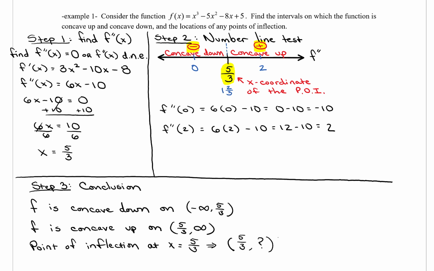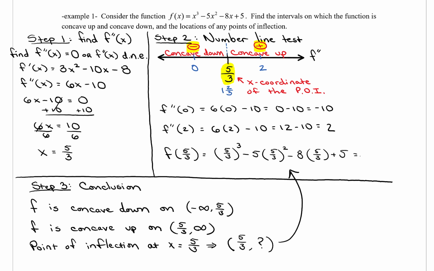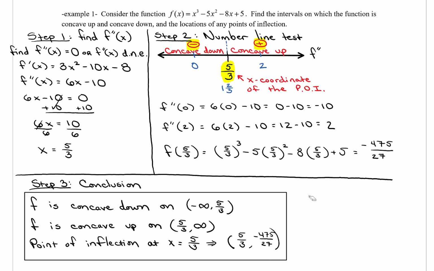I drew an arrow pointing upwards, and I'm going to do the work right underneath where it says f double prime of 2. I'm going to write f of 5/3. f of 5/3 is equal to 5/3 raised to the third power minus 5 times 5/3 squared minus 8 times 5/3 plus 5. And this is going to be equal to negative 475 over 27. I'm going to erase the question mark that I drew in my ordered pair, and I'm going to write down the fraction negative 475 over 27. And I'm going to go ahead and close the parenthesis on that ordered pair. I'm going to box in my entire conclusion.